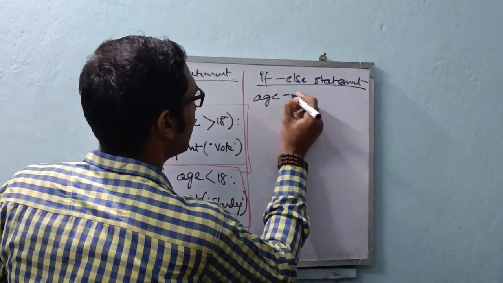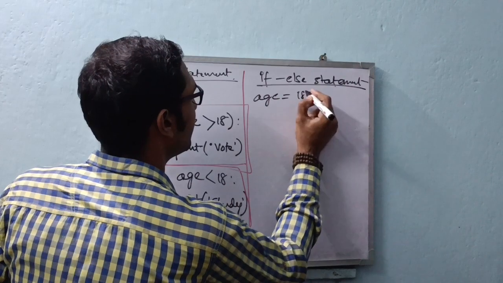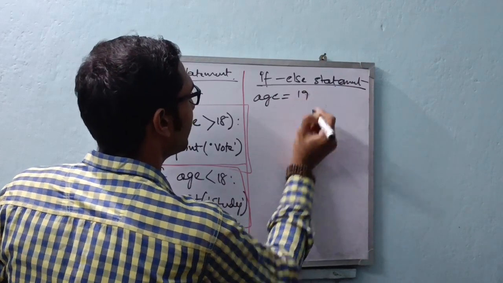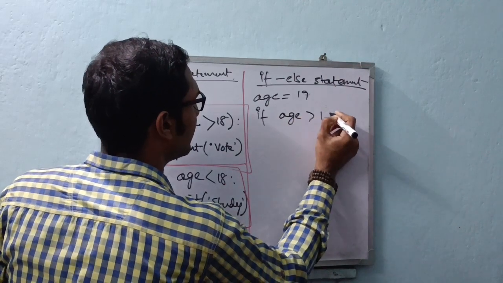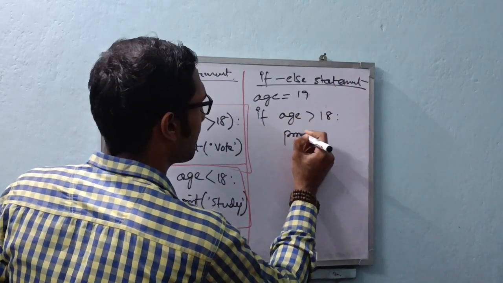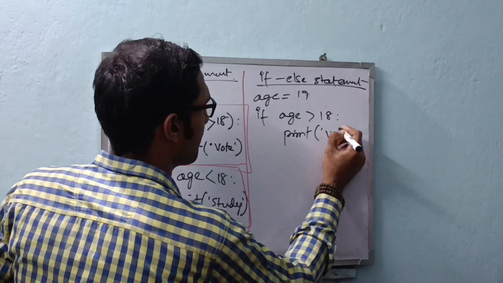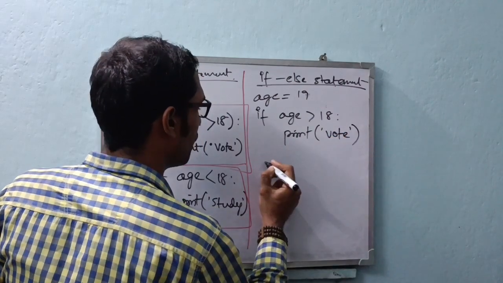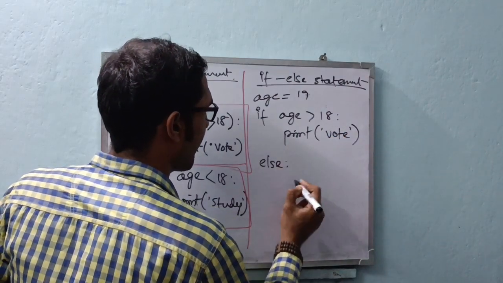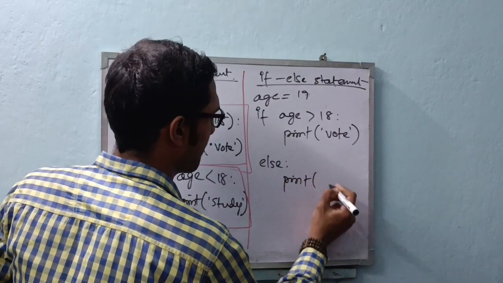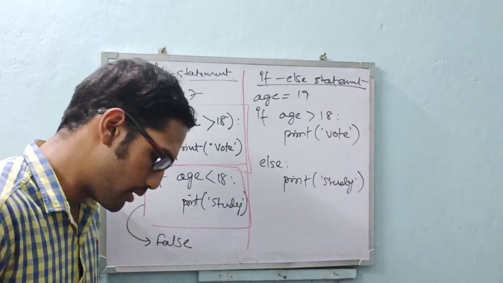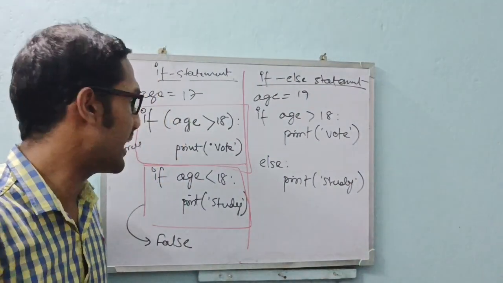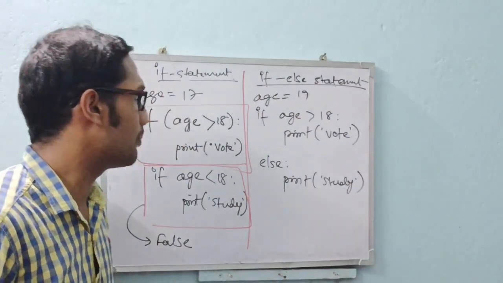If age, suppose age is 18, let me write 19. So if age greater than 18, print what? Else, study. Now try to understand. It's a very, very important part.